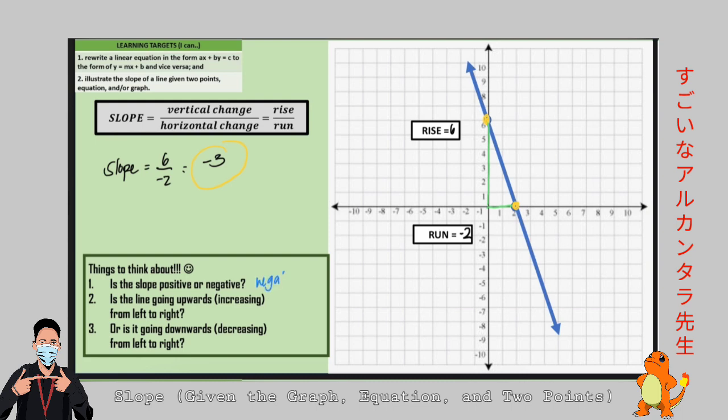So the slope is negative. As you can notice, it's not going upwards. Instead, it is going downwards. That implies that this line right here is decreasing, based on its slope and the way the graph looks. That's how it works.